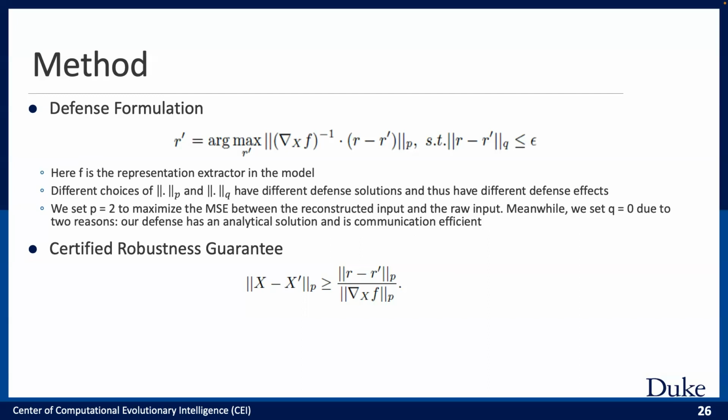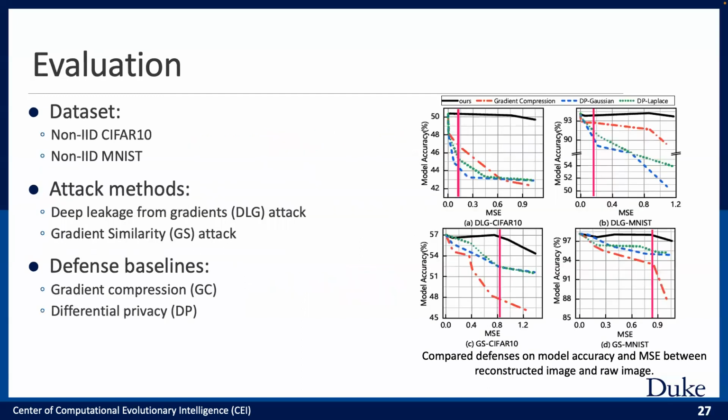It's just one example. But the reason we use Q equal to 0 and P equal to 2 is because we can derive the analytical bound for the certified robustness guarantee that we show here. It basically talks about the dissimilarity of the reconstructed figure, and that it will be larger than some bound. That will be the lower bound we can guarantee here. That gives us a very beautiful theoretical guarantee. I'm not going through the detail. You can read our paper for this.